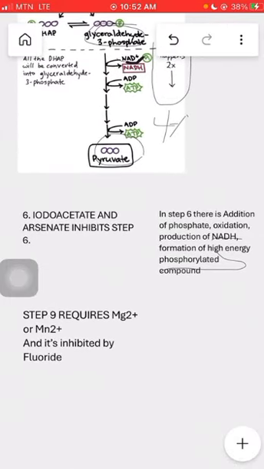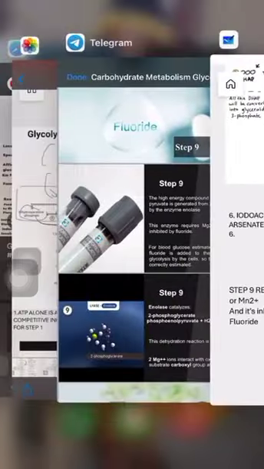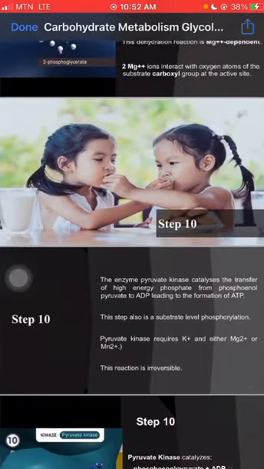And this enzyme called enolase is being inhibited by a molecule we call fluoride. So step 9 is being inhibited by fluoride. But the enzyme enolase requires magnesium or manganese to function. Without magnesium and manganese, the enzyme enolase can't function. Put that in mind. Let's move to step 10.